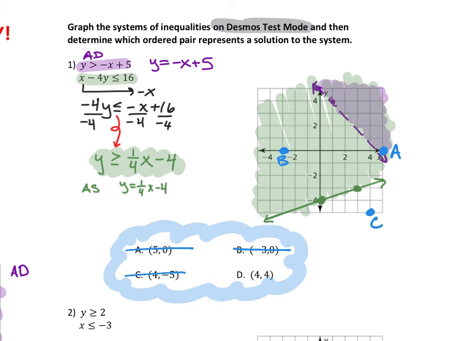We're going to go over 4, up 4. Here's answer choice D. Is that in my super shaded region? Absolutely. We would choose answer choice D here because that answer choice appears in my shaded region. Now remember, on Desmos, it won't show you the shading, but it will give you the lines if you know which direction you should shade.